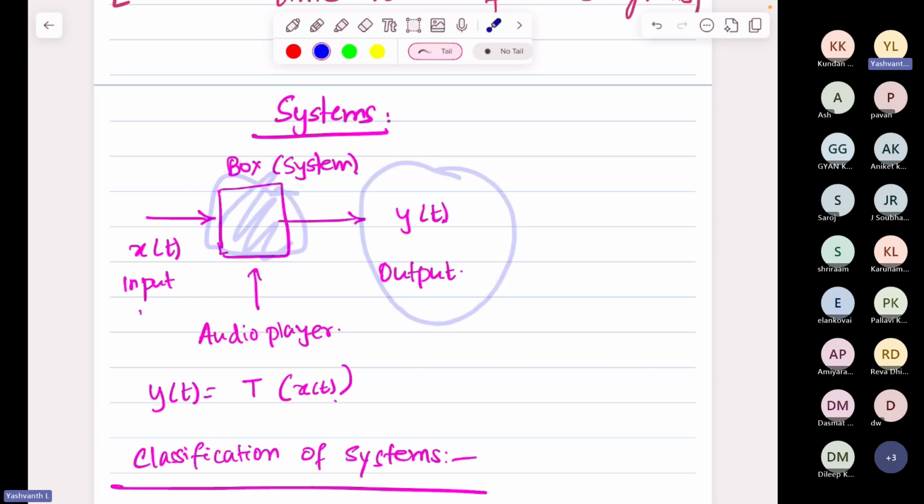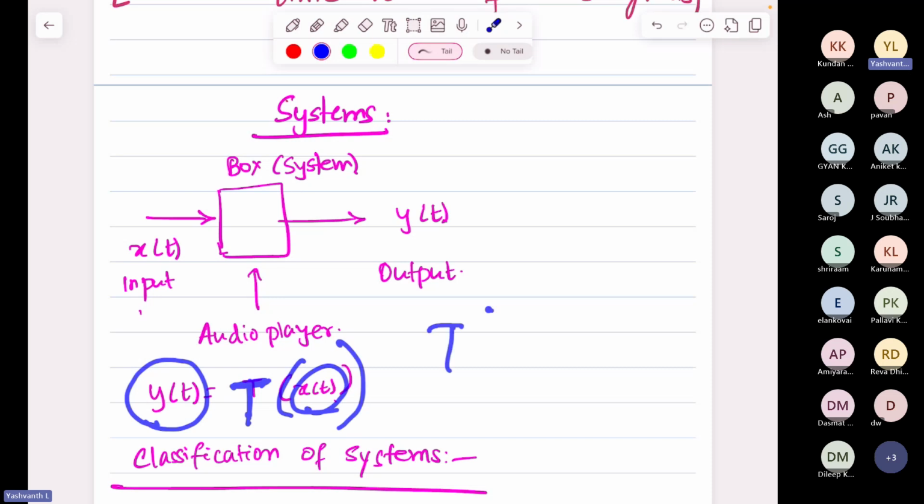Okay, so in general we can represent such a system mathematically as y of t is equal to some transfer function, that is some T of x of t, where this T operation is something that you can mathematically define depending on what the nature of the system is. Okay, this is what a system is. A system is something that will take input x of t, process it, and give output y of t.